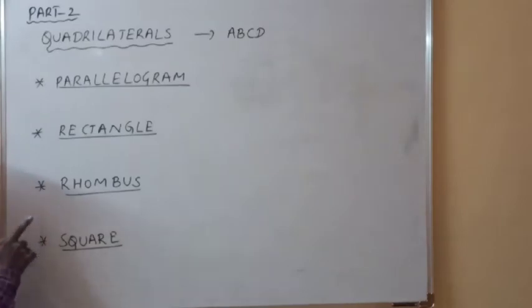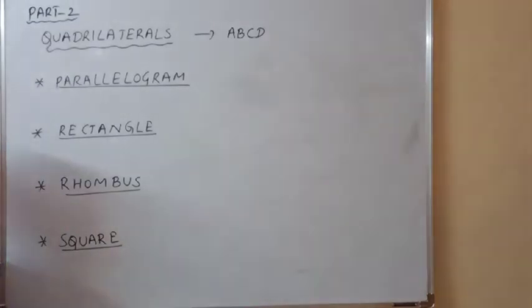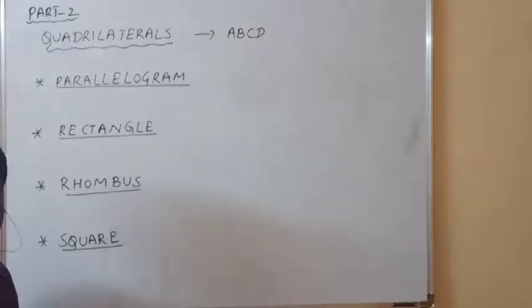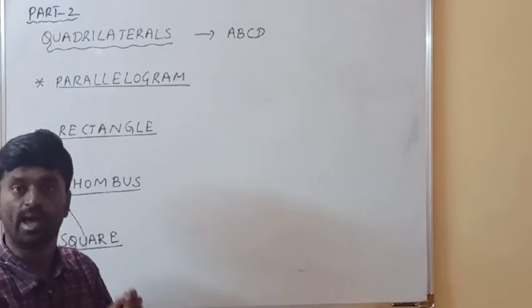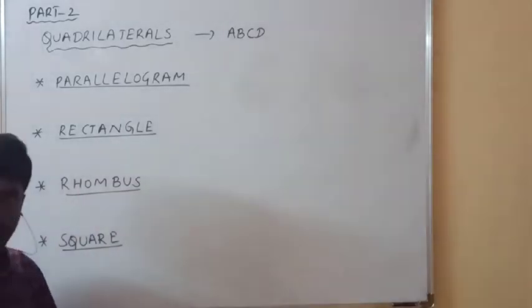And in a rhombus and square, the square is symmetric about its diagonals. Correct? Square is symmetric about its diagonals. Okay, this is one more important point. Also in a square, the diagonals are the angle bisectors of the adjacent sides. Diagonals are angle bisectors of adjacent sides. That means they are the bisectors of angles between adjacent sides of a square. Okay, so this is about quadrilaterals.